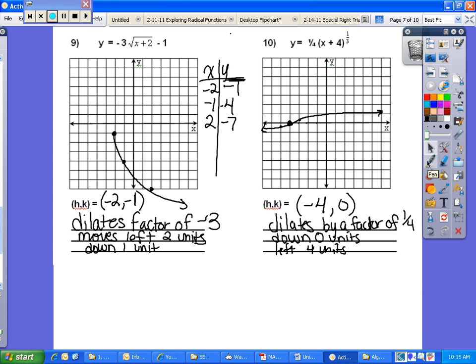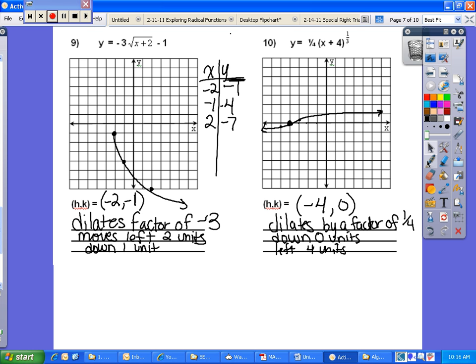In any case, we finished going over number 9, which was dilates by a factor of -3, moves left 2 units and down 1 unit. For number 10, you have it dilated by a factor of 1/4. We talked about that on Friday as well. Down 0 units, but left 4 units. Again, that left, even though it's a plus sign there, we talked about how it has the opposite relationship.